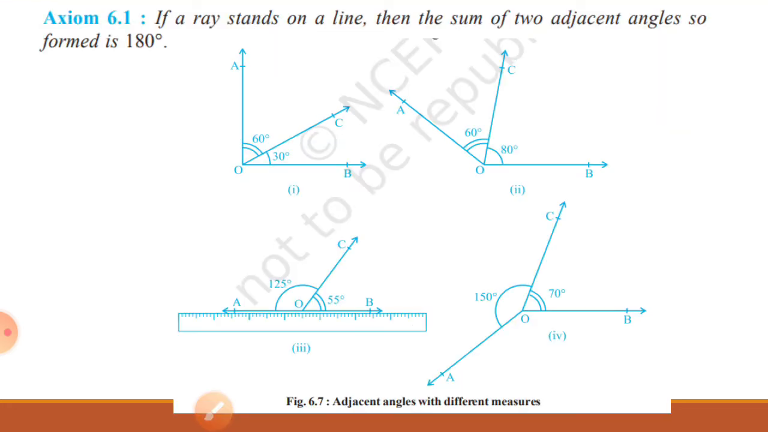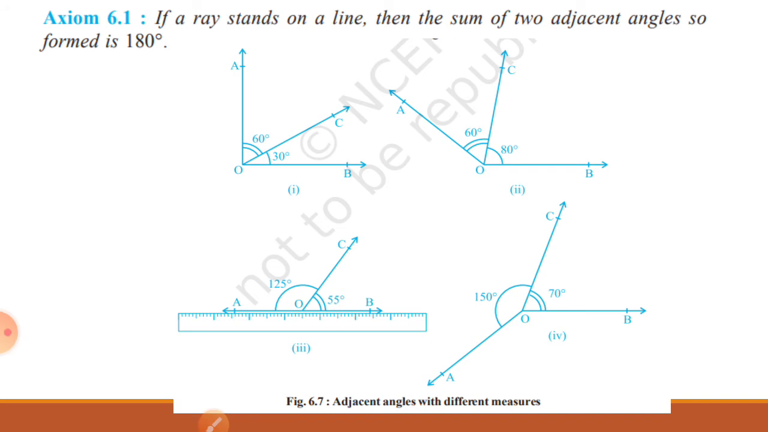So now it is axiom 6.1. If a ray stands on a line, then the sum of two adjacent angles so formed is 180 degrees. Recall that when the sum of two adjacent angles is 180 degrees, they are called a linear pair of angles. In axiom 6.1 it is given that a ray stands on a line. From this, we have concluded that the sum of the two adjacent angles formed is 180 degrees.